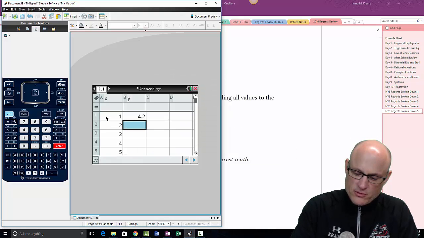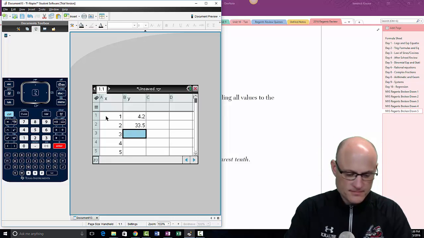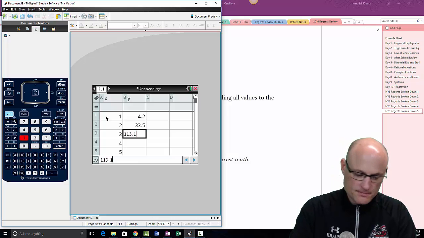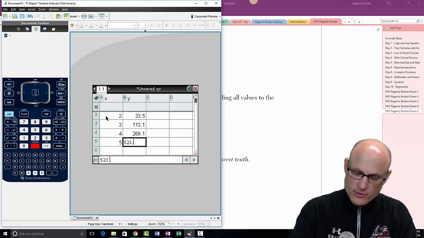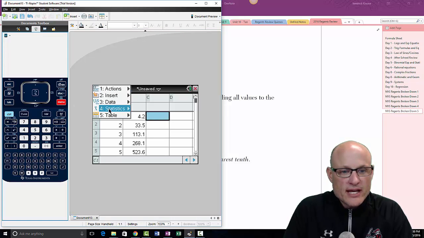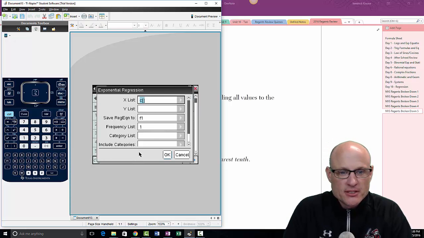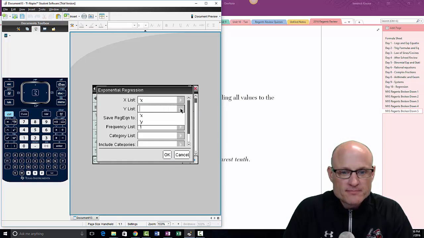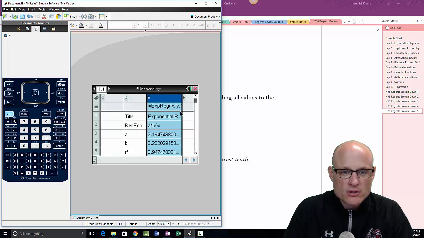4.2, 33.5, 113.1, 268.1, oops, 523.6. All right, so there it is. Hopefully we got it right. We'll go in here. We go to menu, stats, stat calculations, exponential regression again. It doesn't really matter. They're always done the same way. Click OK. Show your work.